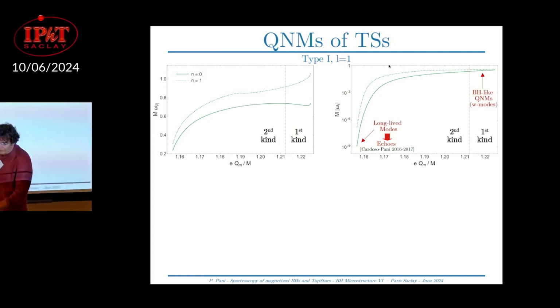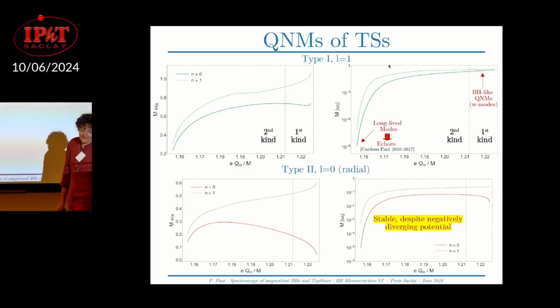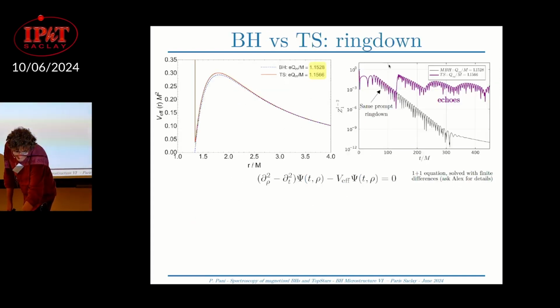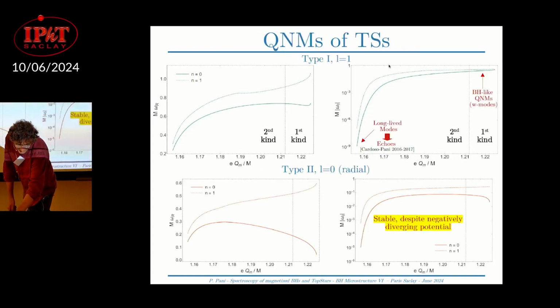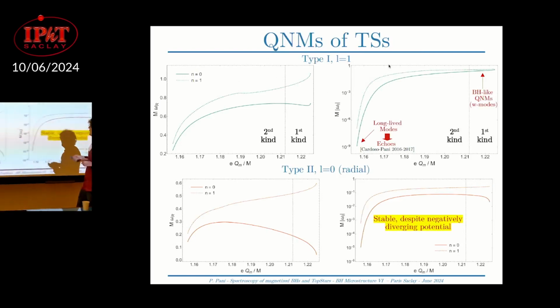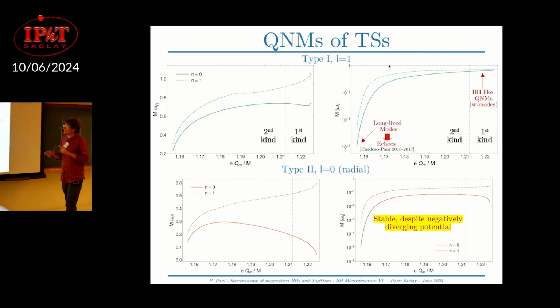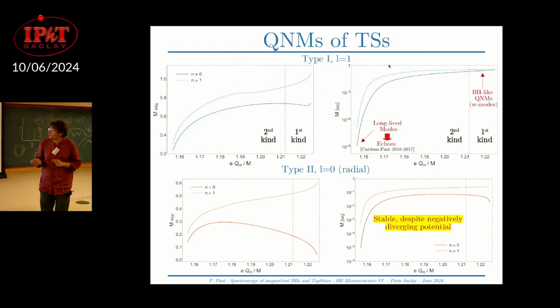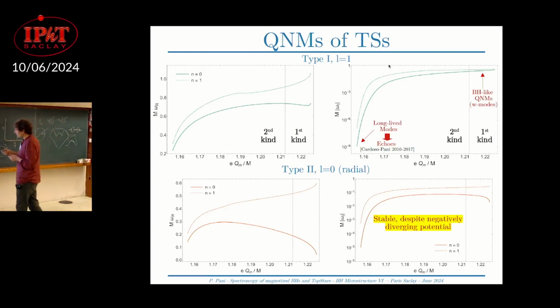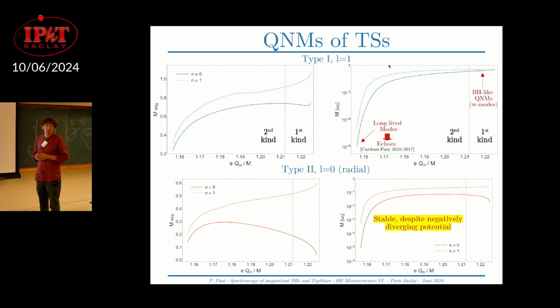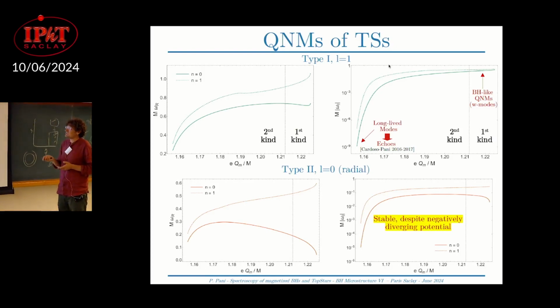Okay, so this was for type 1 L equal 1, type 2 L equal 0, I believe. Let me see. Yeah, it's this one here. So these were the cases in which the potential was negative. We searched for unstable modes. Actually, we believed that they should be there, but in fact, we didn't find anything. And the behavior is, besides small differences, very similar to the others.